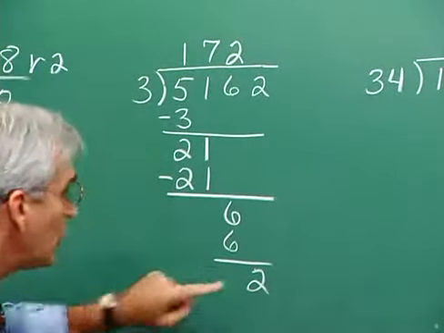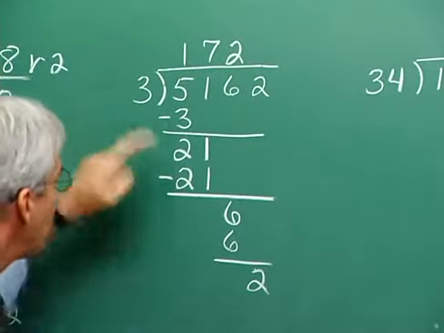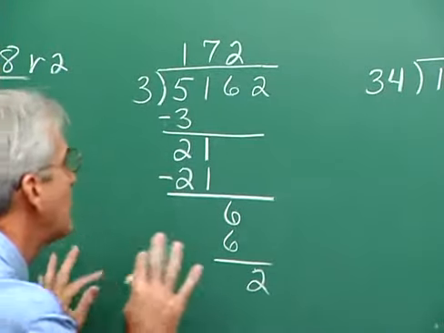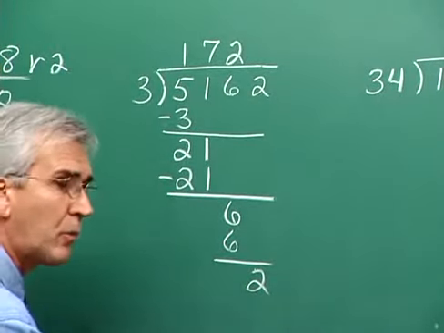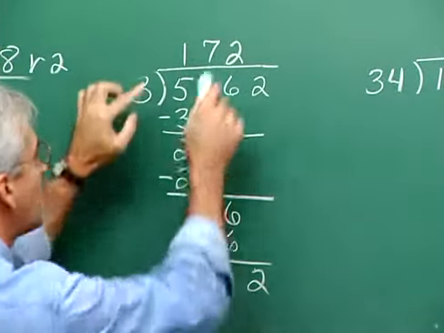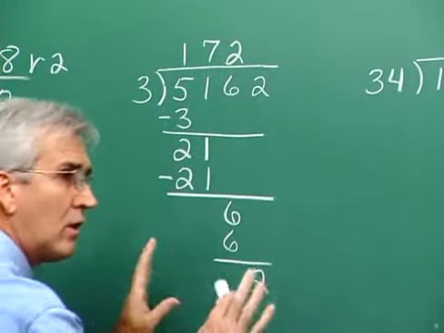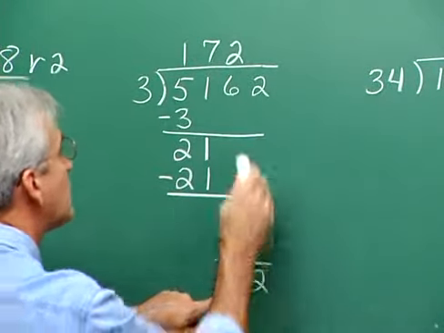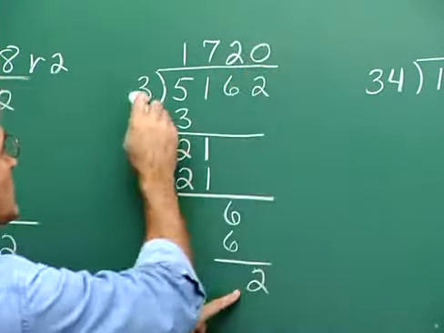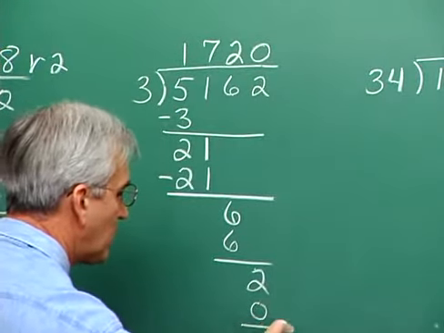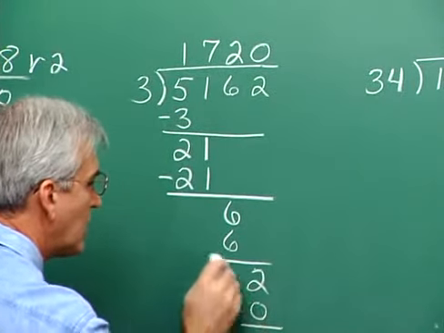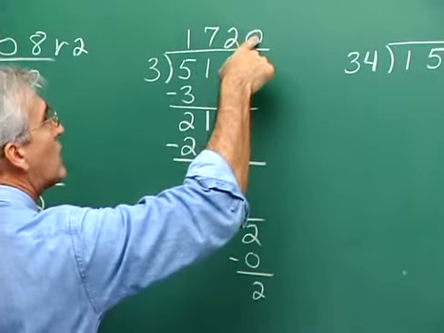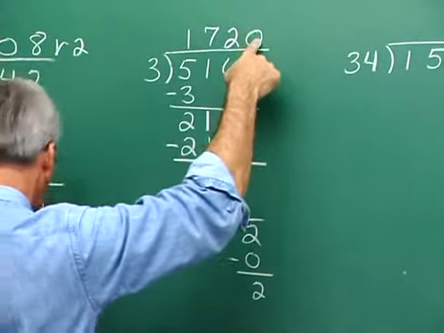Now, 3 into 2, wait a second. 3 into 2 won't go. What are we going to do now? See, this is the reason that I chose this problem, because of the dilemma that we're faced with here. Well, technically, the correct thing to do is to say, well, 3 into 2 goes 0 times. 0 times 3 is 0, and subtracting we get 2. You see, 2 is our remainder here. But we need that 0 in the position of this placeholder.